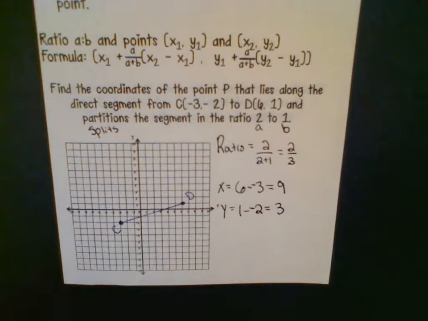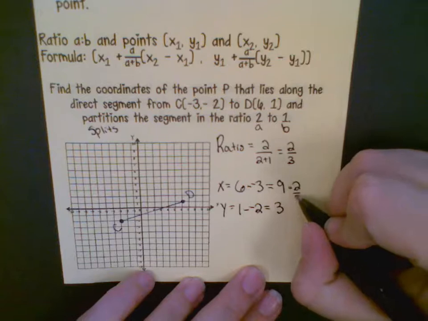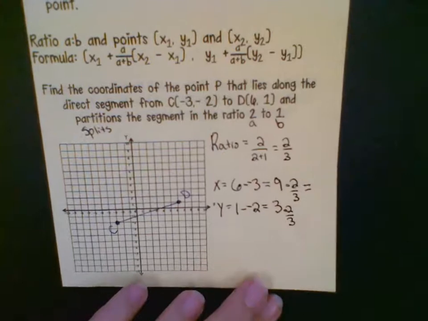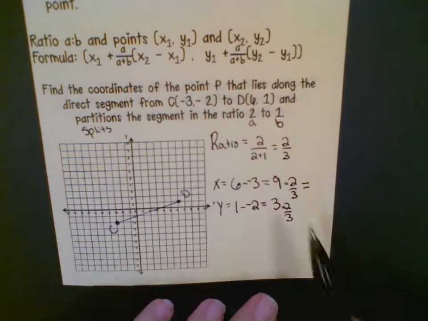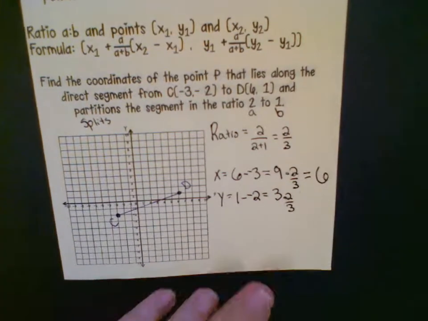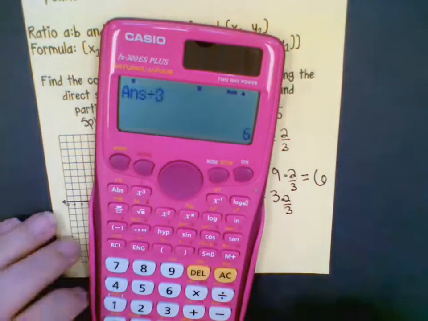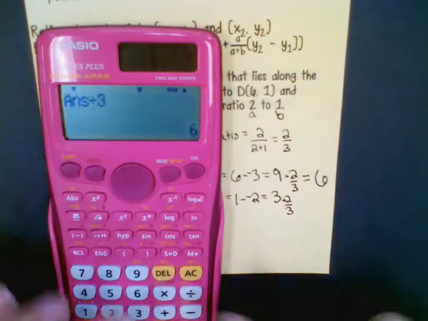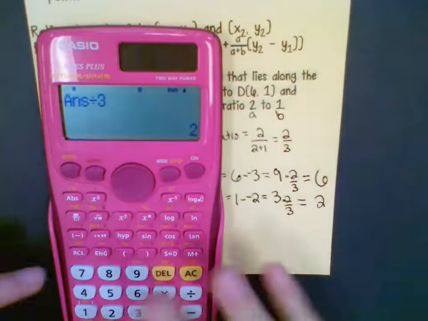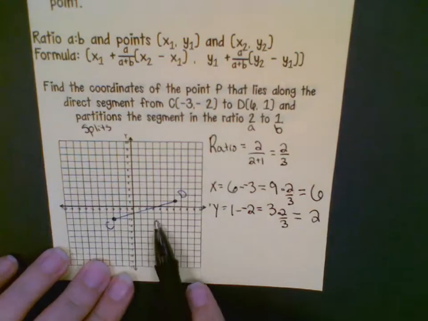Now for step 2, it says to multiply these differences by our ratio. So we're going to multiply them by 2/3. Remember, you multiply straight across. So 9 times 2 is 18. 18 divided by 3 would be 6. So that would be 9 times 2 divided by 3. For the second one, it'd be 3 times 2 divided by 3. So this tells us how much we're increasing for our x coordinates and then our y coordinates.